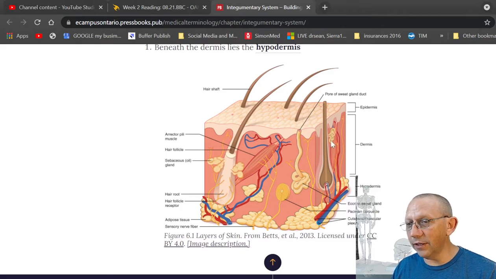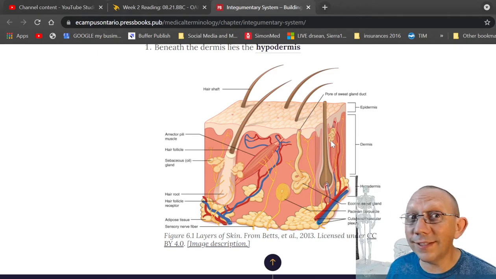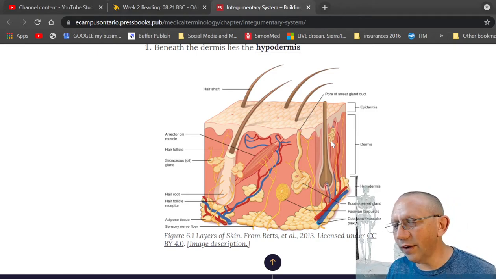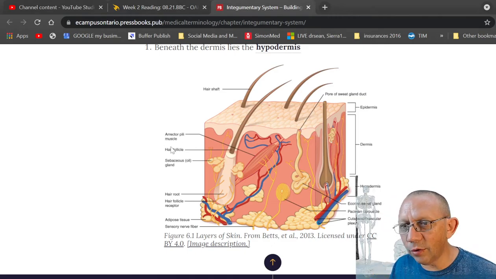We can see these little areas. You can see the hair follicles. Let's see if there's any other words in here for pronunciation that we may need to know. Hair shaft, easy one, right? Pore. Erector pili muscle, that's right in through this area.